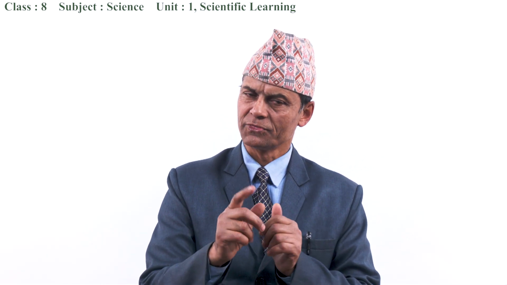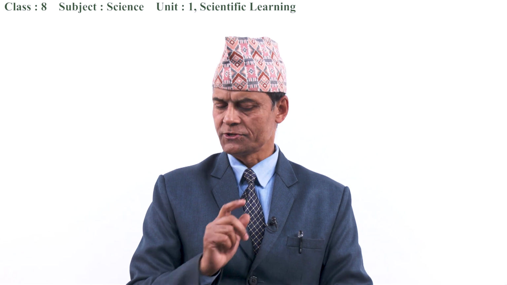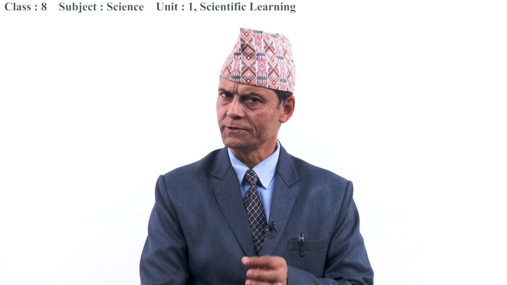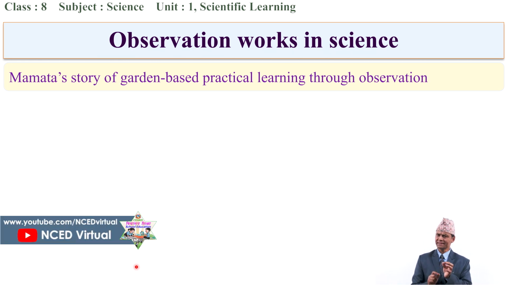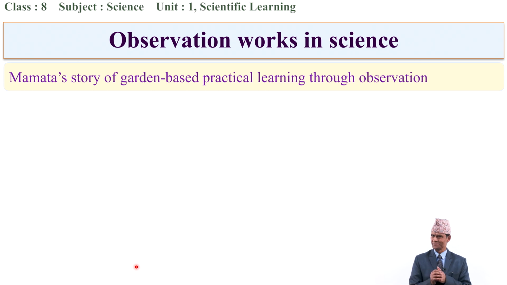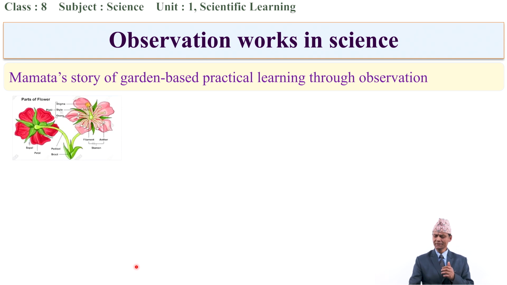Among these, the first one is observation work. What do we observe? We should observe scientific facts. So here is one story. Whose story? Mamata's story of garden-based practical learning through observation. Check your book. There is one story given. Mamata is a student. Do you know?